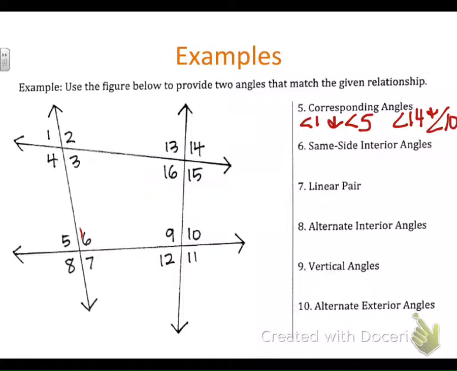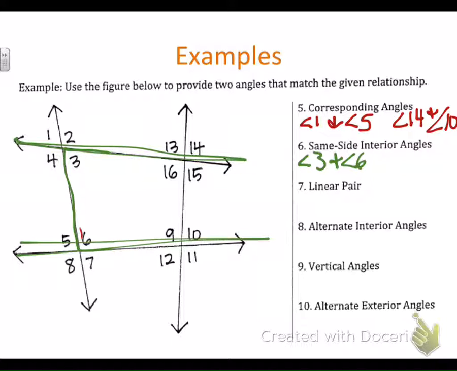Alright, next one. Same side interior. So they have to be on the same side, and on the inside. So we could use angle 3 and angle 6, inside of the two lines. We could use any that are on the same side. Let's do angle 15 and angle 10. We don't have to do 2 examples, we just have to do 1. We'll stop doing 2. I was just trying to get you more practice.